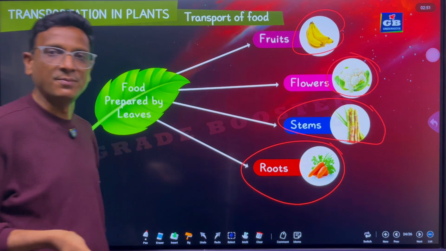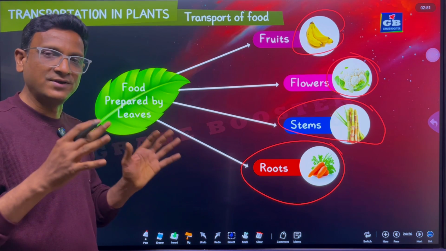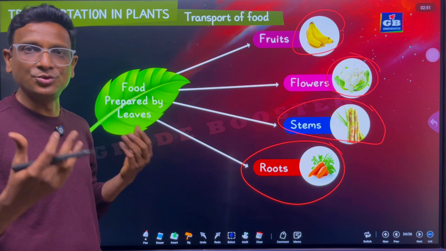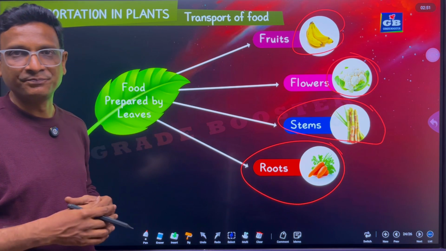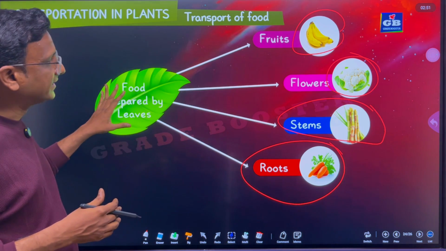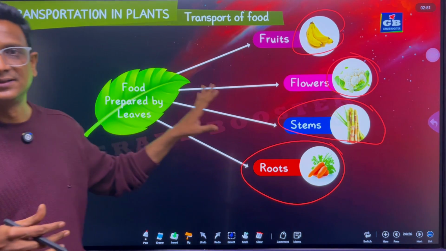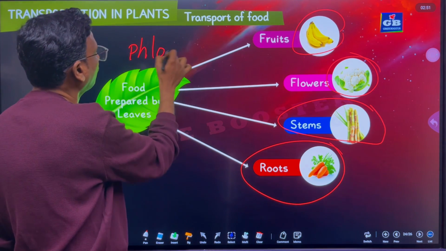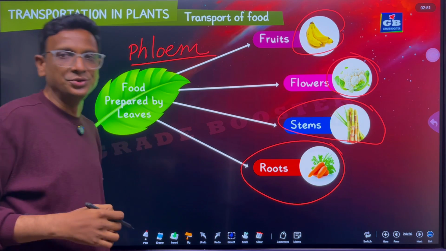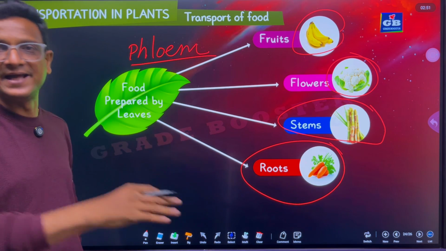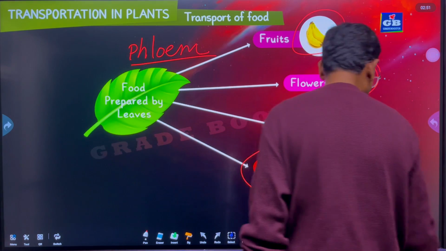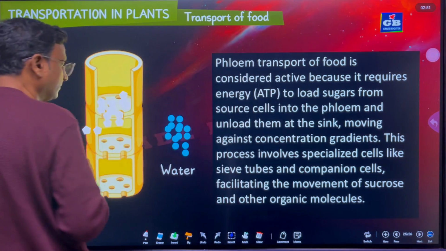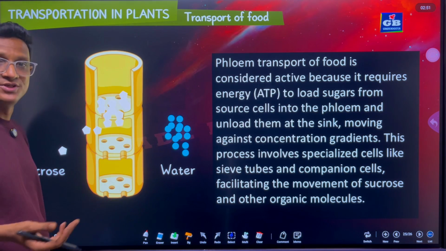So the food is stored at different parts. Different plants have different storage sites. Some plants store their food in fruits, some plants store their food in stem, some in roots. So whatever food is prepared here, it should be taken to that part. How is the food taken? That is by the phloem. Phloem is the conductive tissue which carries the food materials to different parts. So here we have the phloem tissue, and here is how it transports the food.